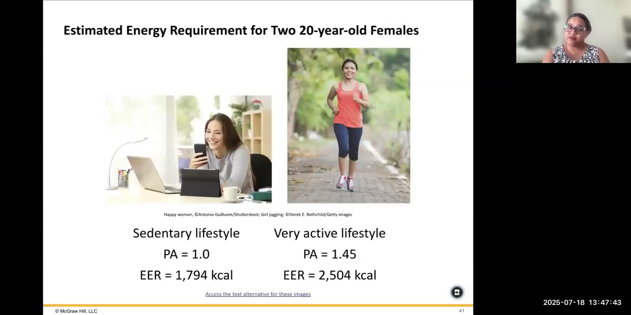So, for example, an estimated energy requirement for two 20-year-old females, one that lives a sedentary lifestyle, her PA number would be about 1. Her estimated energy rate would calculate out to about 1,794 kilocalories per day to just keep up her regular internal activities. Now, if somebody has a very active lifestyle, they need some more calories because their PA, their physical activity level, goes up. So they need more calories to be able to maintain their inner levels.